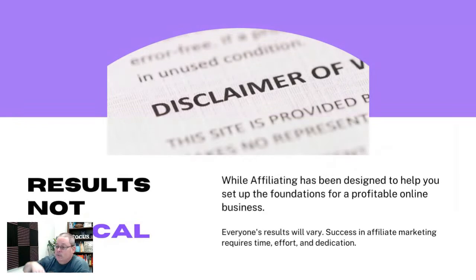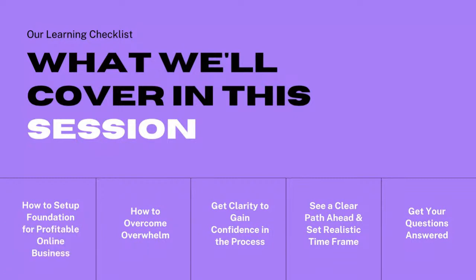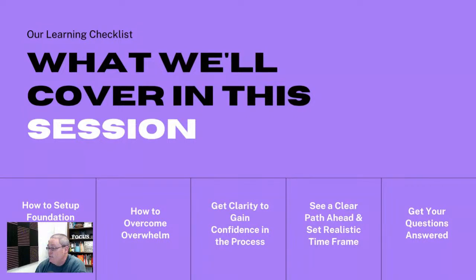So before we go any further, of course, results not typical, your typical disclaimer, because it doesn't matter what I say or what anyone else says or what I show you that I've done or anyone else has done. Not everyone is going to succeed with building an online business or affiliate marketing. But in this session, I want to show you the checklist that we're going to cover and everything that we're going to go through, starting with how to build the foundation for your profitable online business, and then moving into how to overcome overwhelm, getting clarity to gain confidence on the entire process so you can see that it's mapped out for you, and that is going to build your confidence in the fact that this is going to work.